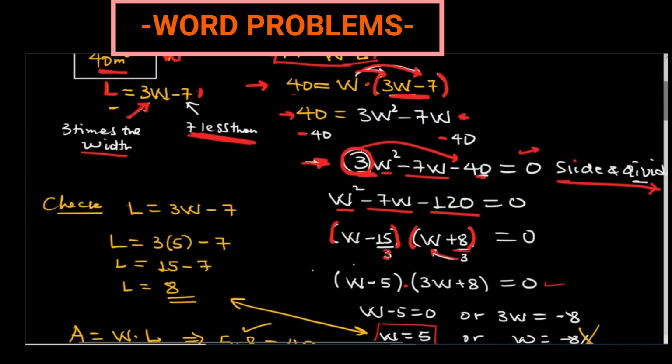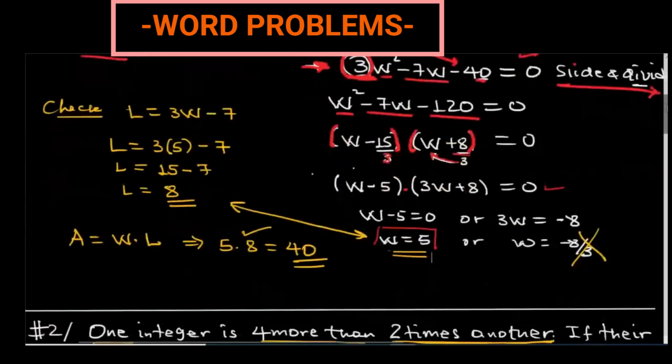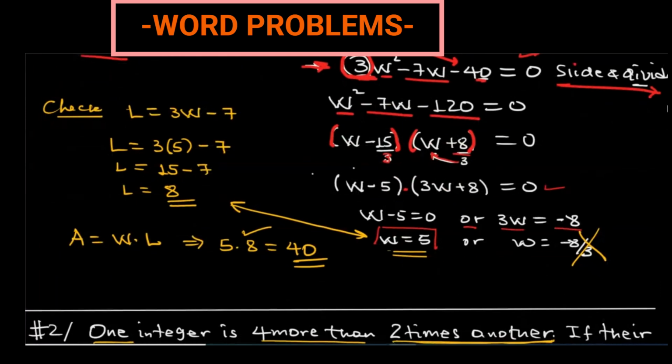The next number is going to be 3w plus 8 is equal to 0, so 3w is equal to negative 8. Divide both sides by 3, so w is going to be negative 8 over 3. But remember, I'm looking for an integer. Negative 8 over 3 is not an integer. It is a rational number, so I have to ignore this one.